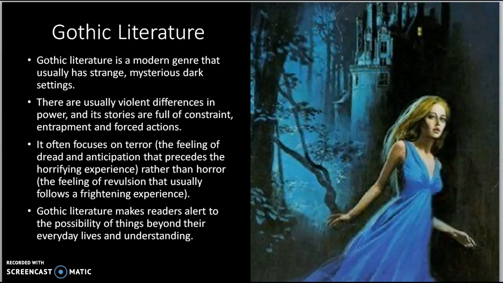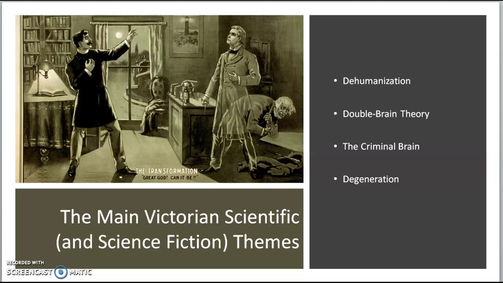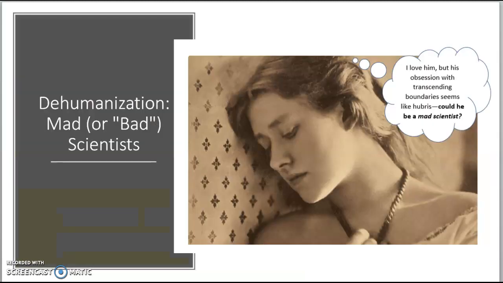Oftentimes the scary act takes place relatively quickly, and then all of this lead up is what the authors are more concerned with. Gothic literature makes readers alert to the possibility of things beyond their everyday lives and understanding. And again, it really brings those ideas of science and religion together and forces the reader to think outside of the box a bit. So the four main ideas that we're going to talk about are dehumanization, double brain theory, the criminal brain, and degeneration. These are concepts that we'll see in these novels that we're reading and in this epic poem.